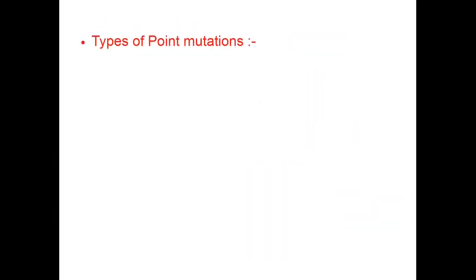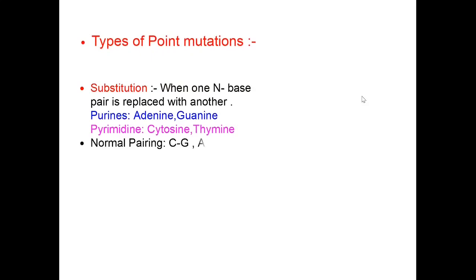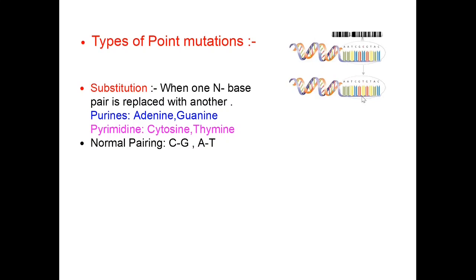Types of point mutations. The first one is substitution. When one nitrogen base pair is replaced with another, this is called the substitution type of point mutation. Look at the diagram here. This is the cytosine nitrogen base. It is replaced with the thymine nitrogen base. So this is the substitution type of point mutation.